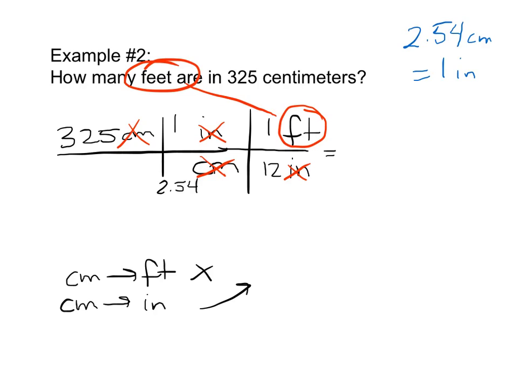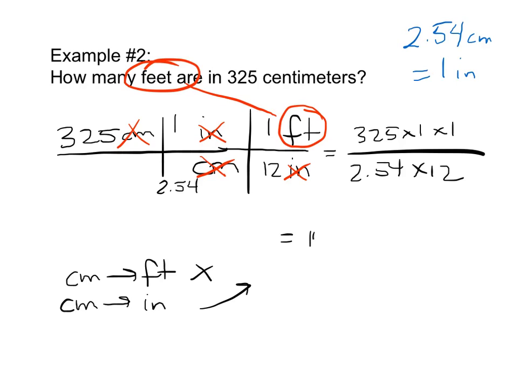So multiply across the top, divide by the bottom. 325 times 1 times 1. On the bottom, 2.54 times 12. By the time you enter all of this craziness into the calculator, you get an answer of 10.6627, and then there's a bunch more that comes up to it. So how do we round this?